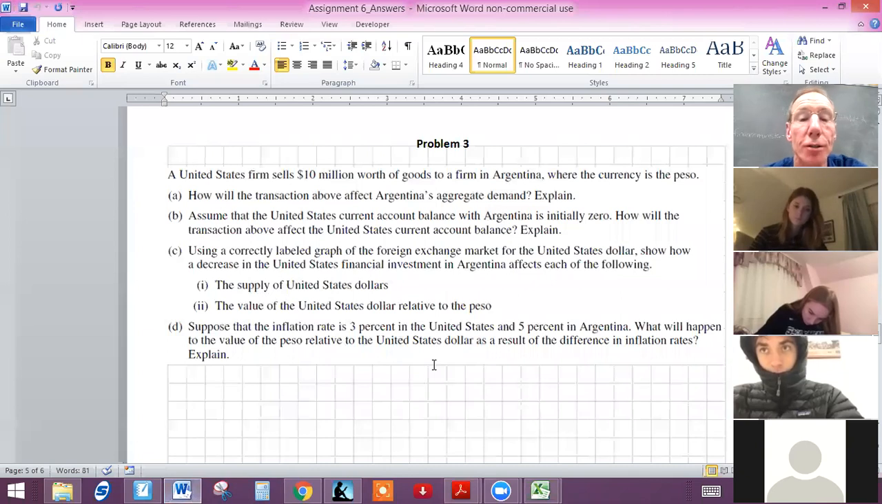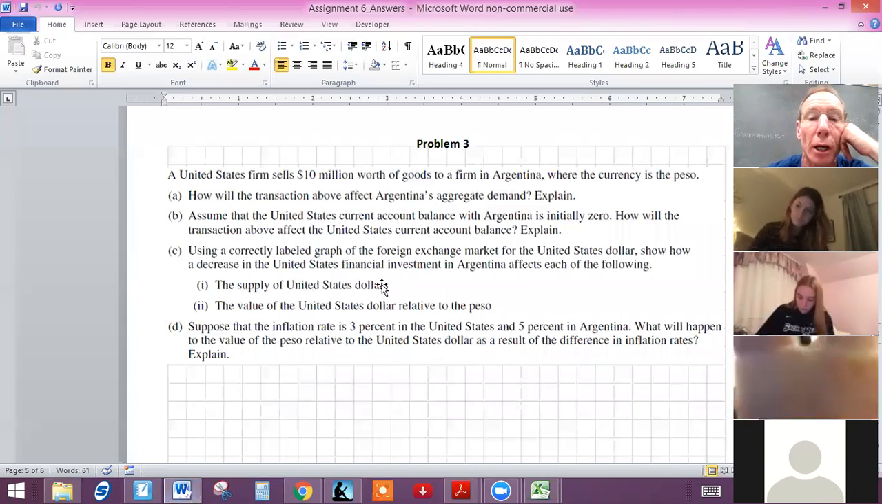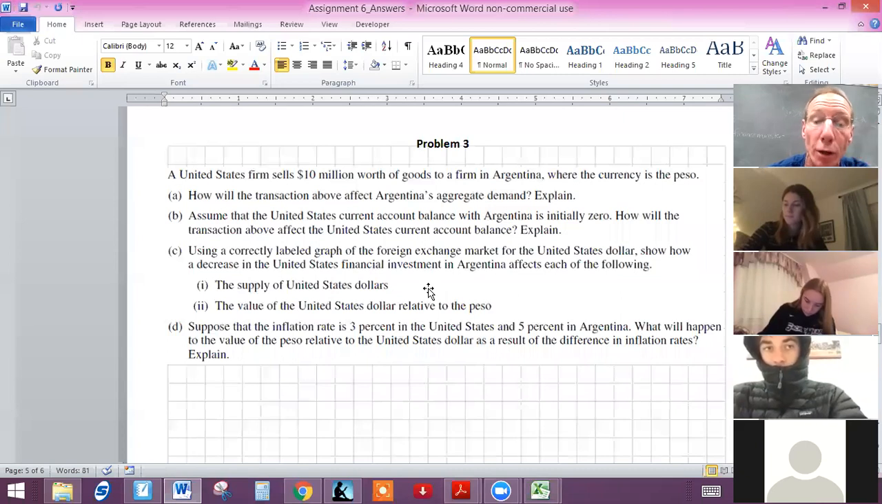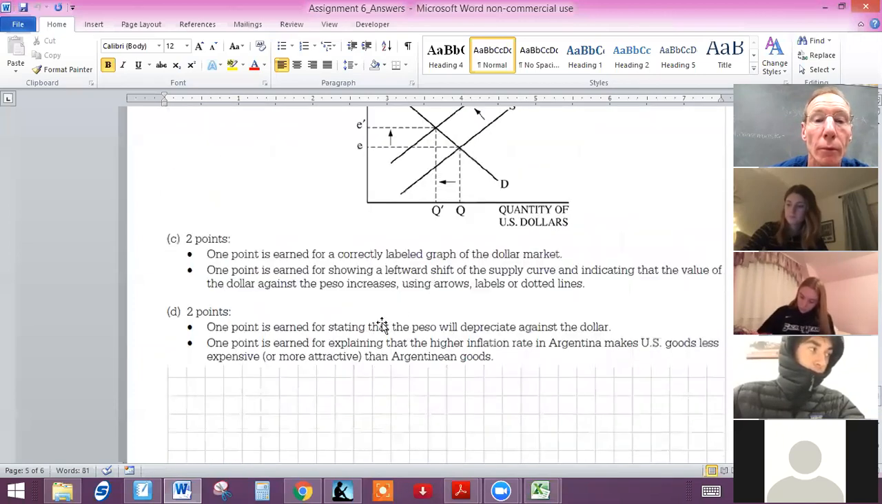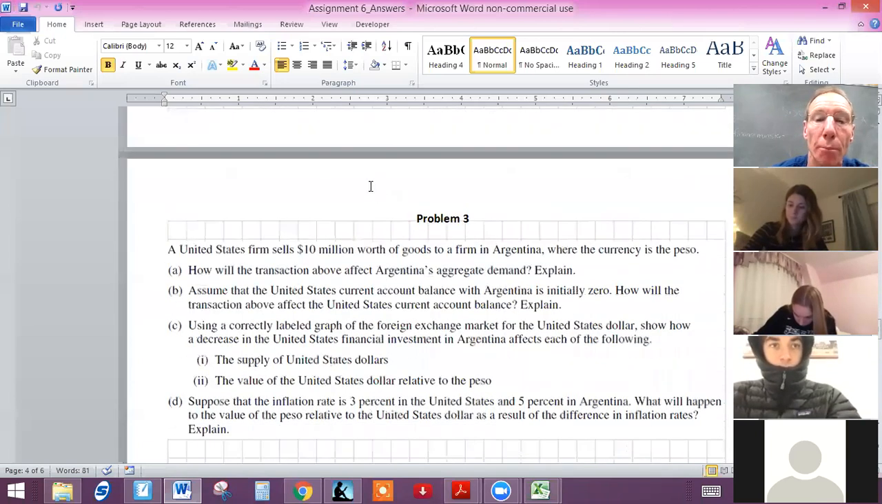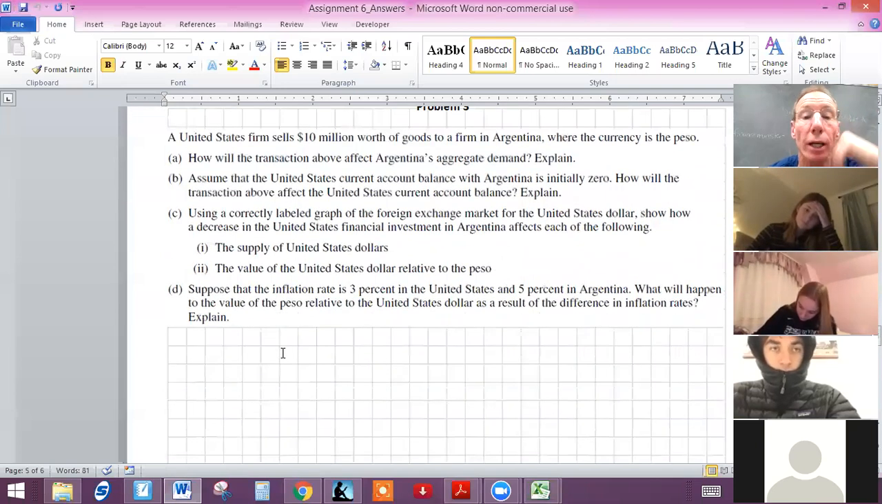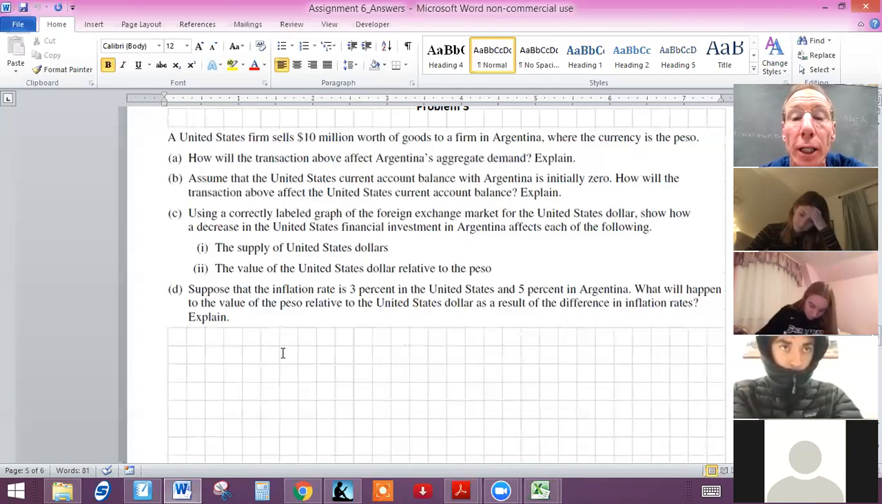Oh, here we go. Now, this is the same question as you had in problem 1, right? Suppose the inflation rate, well, anyway, let me just back up. So the supply of U.S. dollars into the foreign market would decrease, the supply curve would shift to the left, and the value of the dollar relative to the peso would increase, okay? Now, suppose that the inflation rate is 3%, so it's lower in the U.S. relative to Argentina. What will happen to the value of the peso relative to the United States dollar as a result of the difference in the inflation rates?